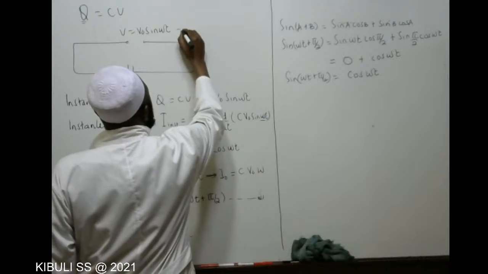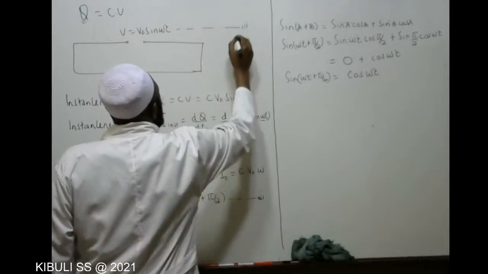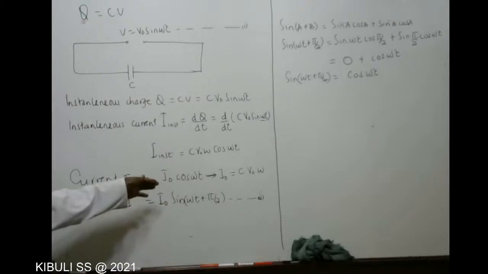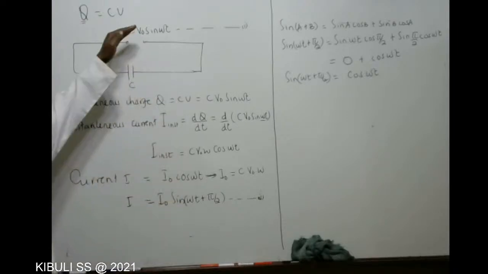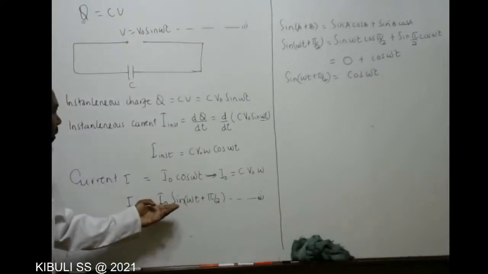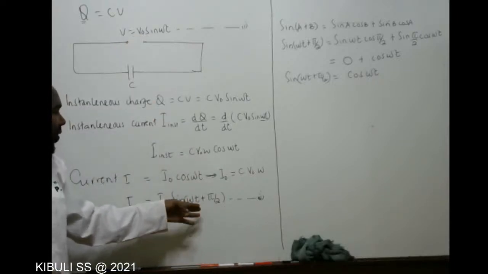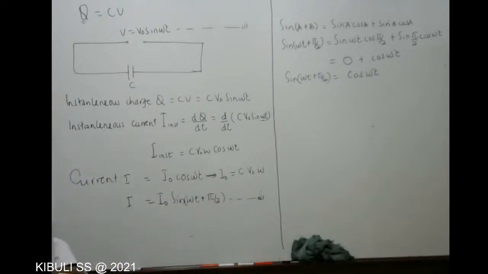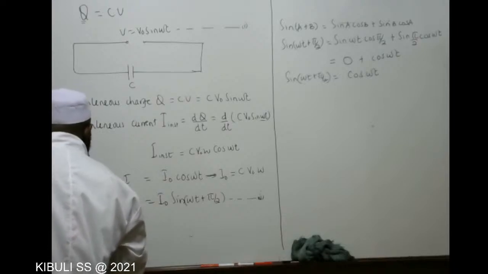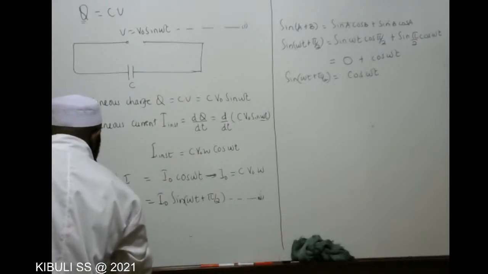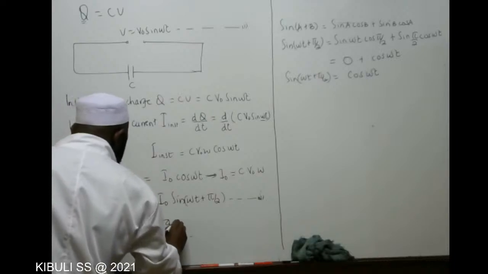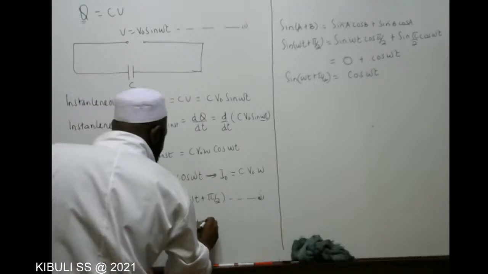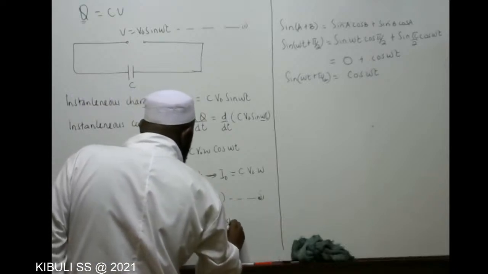So that one will mean, if we make a clear comparison between this equation and this first equation, we end up realizing that the current is leading voltage by pi over 2. Because these expressions are tallying, the only difference is pi over 2. So we conclude that therefore, in a capacitor, current leads voltage by pi over 2.